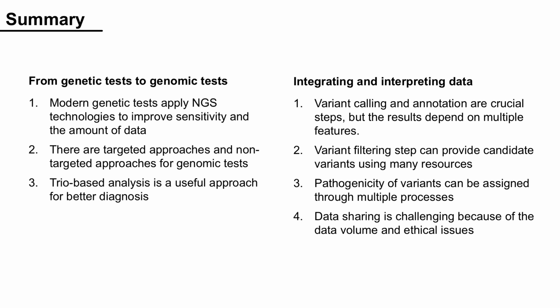Next, integrating and interpreting data. 1. Variant calling and annotation are crucial steps, but the results depend on multiple features. 2. The variant filtering step can provide candidate variants using many resources. 3. Pathogenicity of variants can be assigned through multiple processes. 4. Data sharing is challenging because of the data volume and ethical issues.